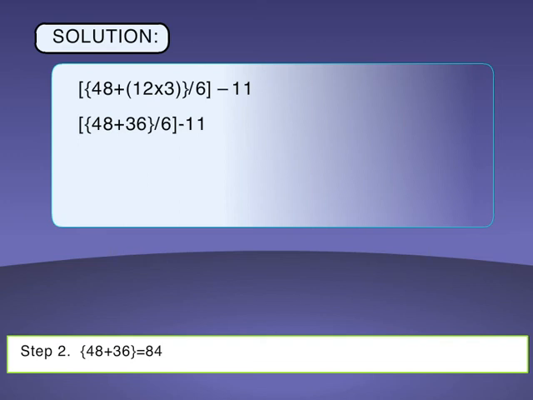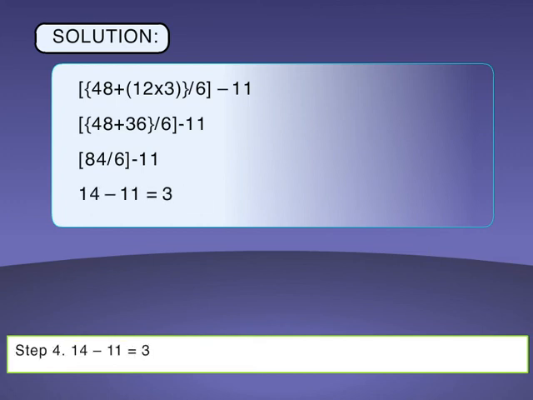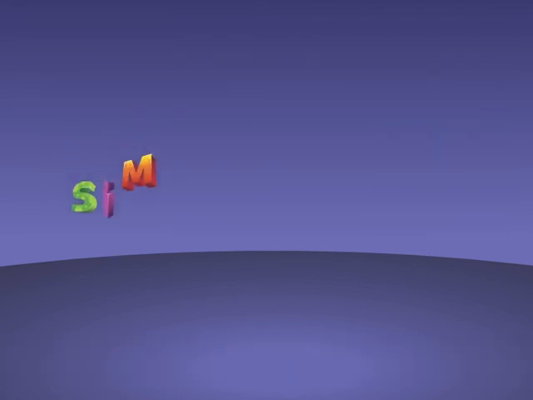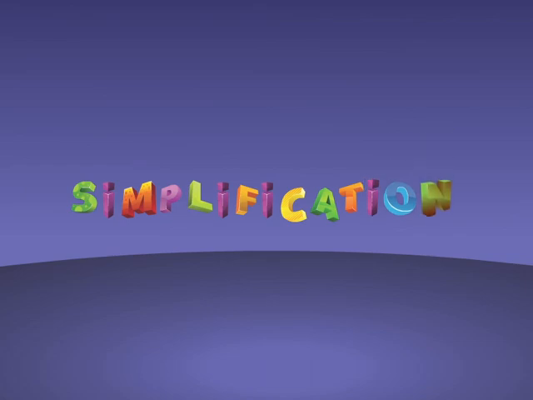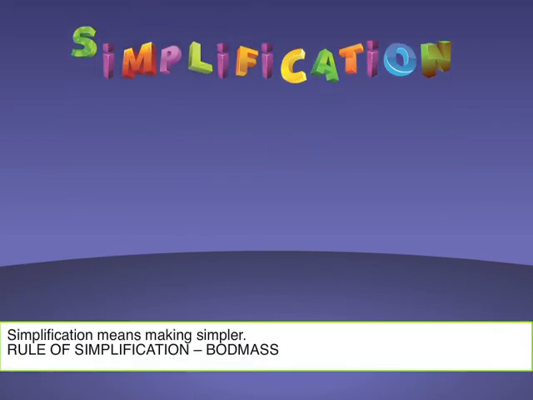12 multiplied by 3 will be 36. Then solve the curly bracket, that is 48 plus 36. We get 84. Now solve the square bracket, that is 84 divided by 6, which will be 14. And at last solve 14 minus 11. We get 3. Therefore, the answer is 3.